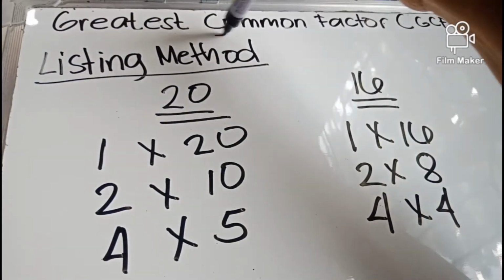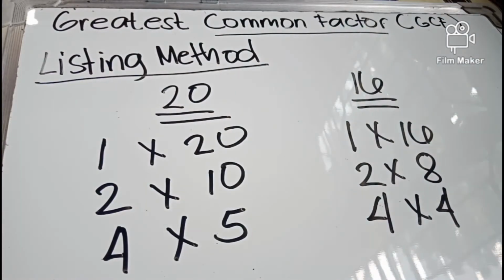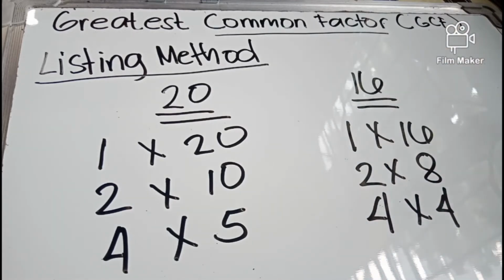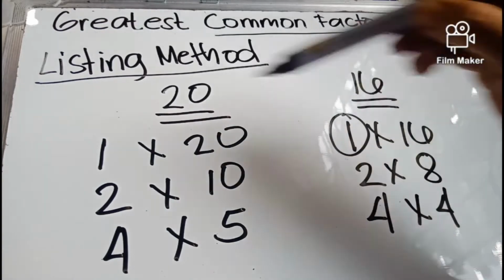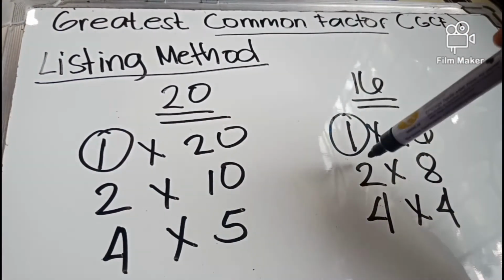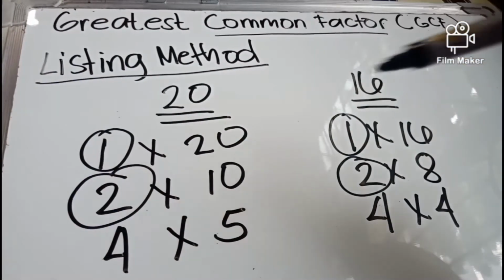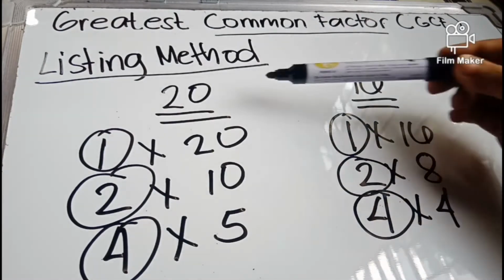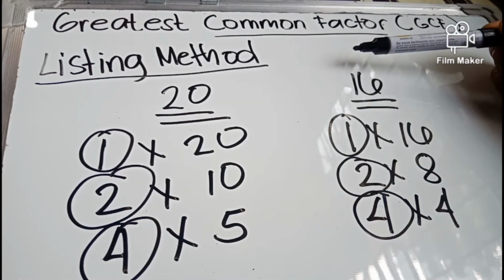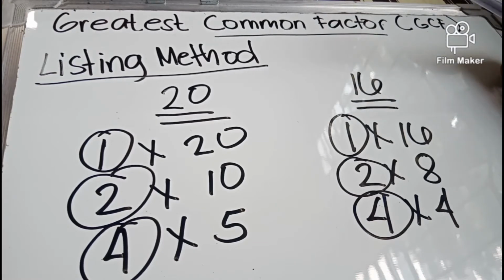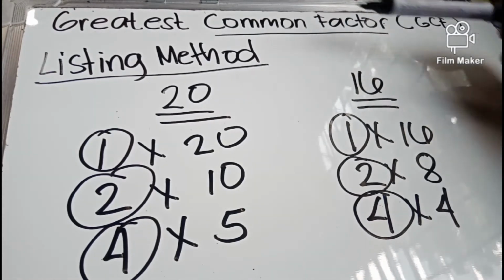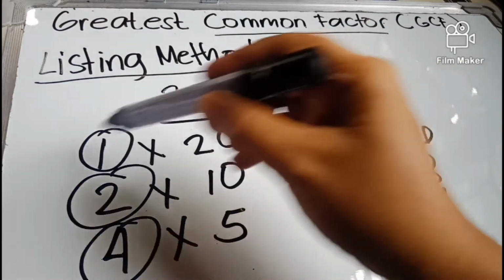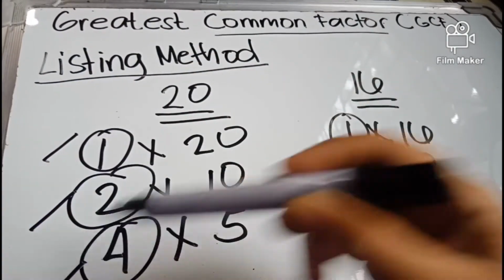Pag sinasabi natin common factor, magkaparehong factors ng 20 at 16. So, yung magkaparehong factors nila ay 1. So, we have 1. Another is 2. And 4. Okay. So, yung number 20 and 16 ay mayroong common factors. Again, ulitin ko, pag sinasabi natin common, magkapareho. So, common factors nila ay number 1, 2, and 4.